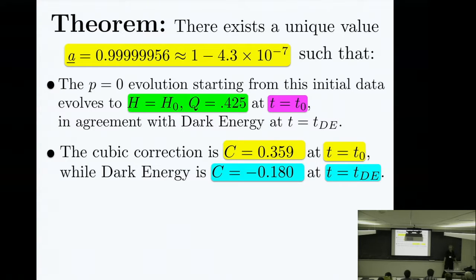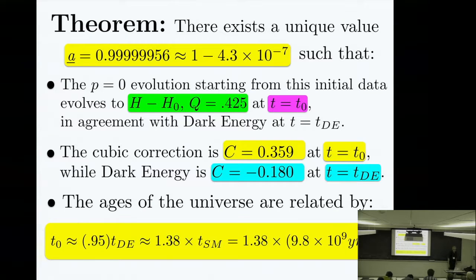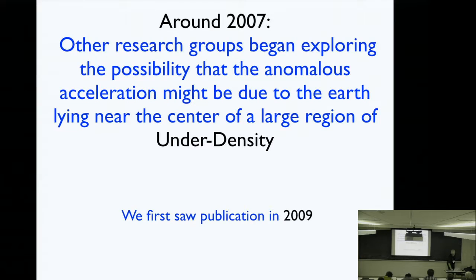The cubic correction has a different sign, but is on the same order. And as I say, these don't seem to be very much affected by the higher order terms. As long as they're near the Friedman terms, the central region seems to be reproducing those numbers robustly. And the ages of the universe are very close. The wave age is 95% of the dark energy age.